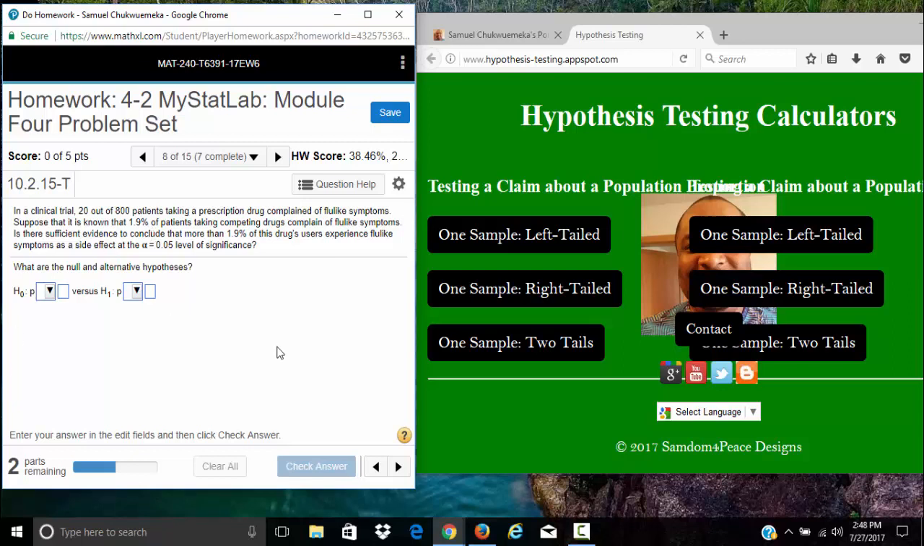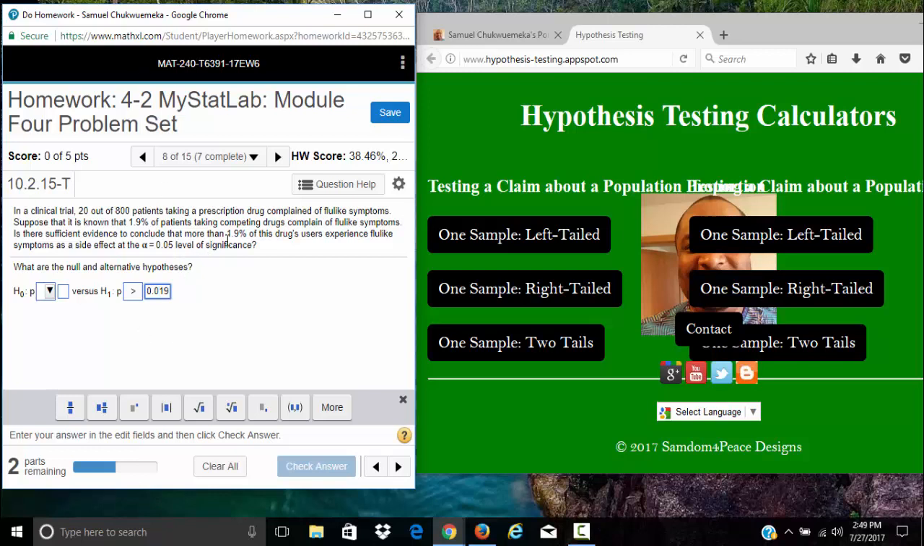So the alternative is greater than 1.9%, which is 1.9 divided by 100. Sorry, 0.019. My bad. 0.019, okay? Is 1.9%. Are you guys with me? So that's the alternative, what you believe in.